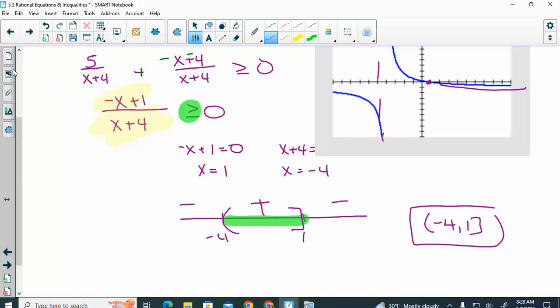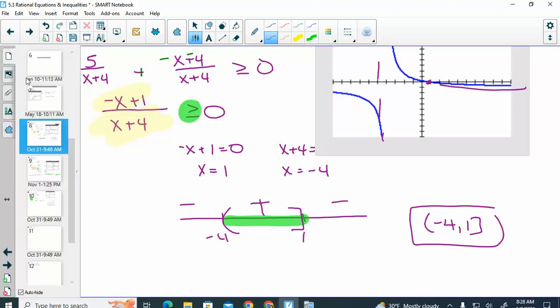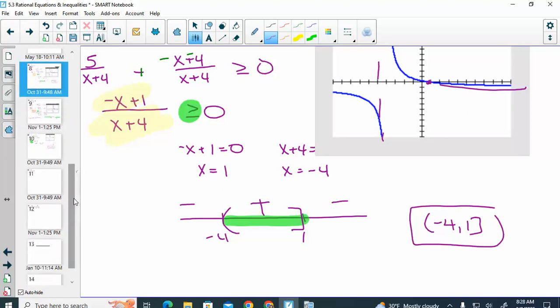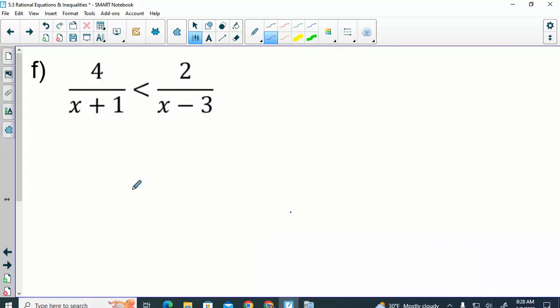Alright, let's try one last problem for the day. Okay. One last problem, 50 steps. Oh, it's no worse than the others. Better be. What letter is it? E. Sorry, I'm skipping around today.